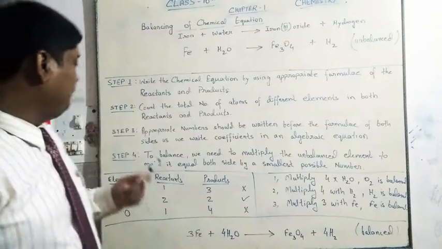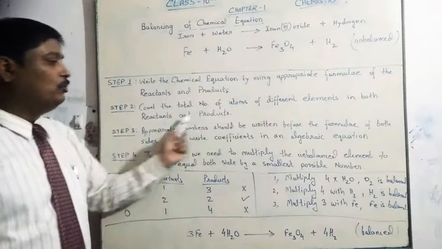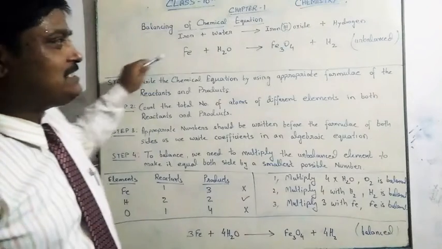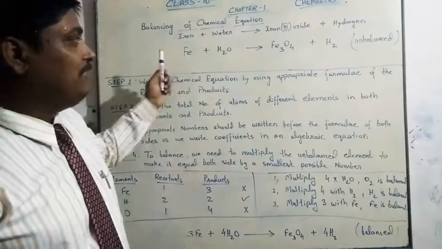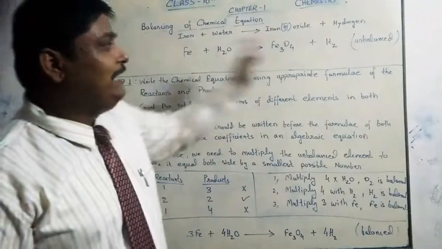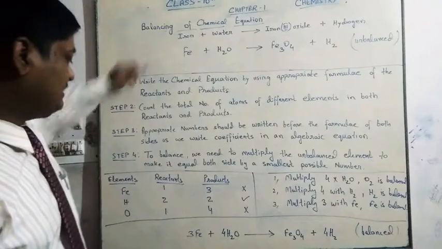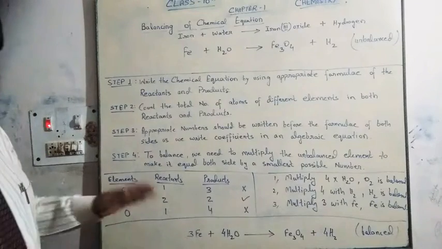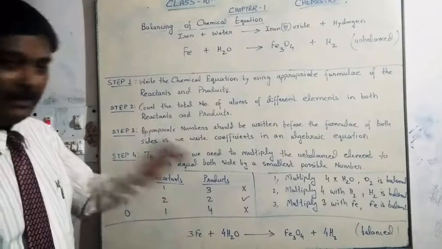Now, the second step: count the total number of atoms of different elements in both the reactants and products. We will differentiate between these, to check whether the number of atoms and molecules are the same on both sides. For that we will make a table like this, in rough way, with elements, reactants and products.